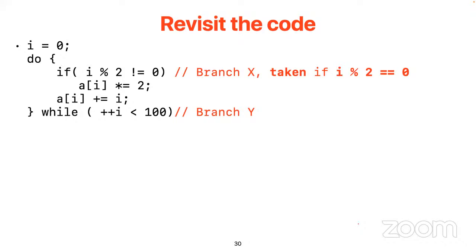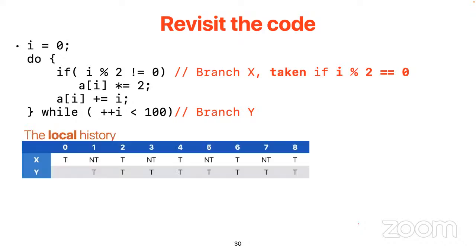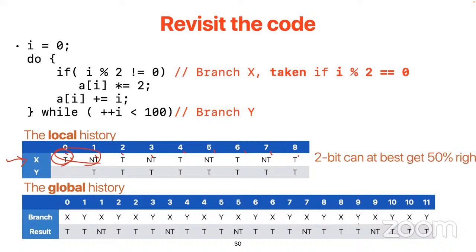So let's revisit the code again, and let's look at the history. If you see the history of branch X, the pattern is taken, not taken, taken, not taken, taken, not taken, taken, not taken, taken, and repeats, right? And for the 2-bit local predictor, as I said, the same result doesn't appear twice or more. So the best it can do is actually 50%, right? And for this one, because it has been more than 2, it can get 100%.